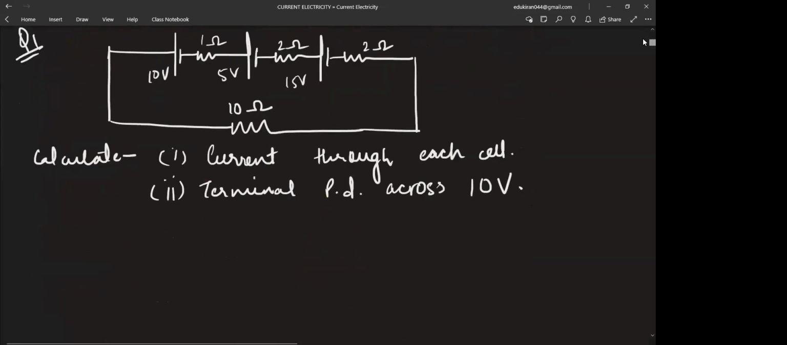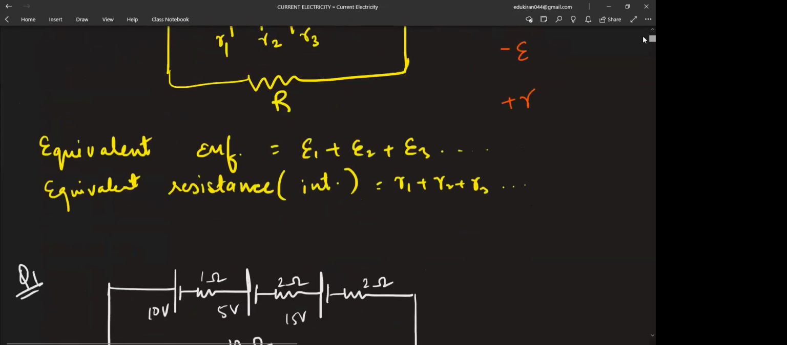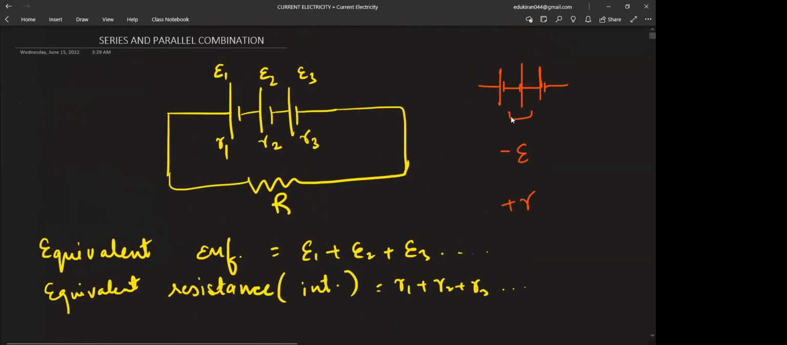Write it, then we'll discuss this question. After this, we'll start with the reversing of cell. This I'll tell you in detail. And then we'll start with series and parallel combination. Write this first.